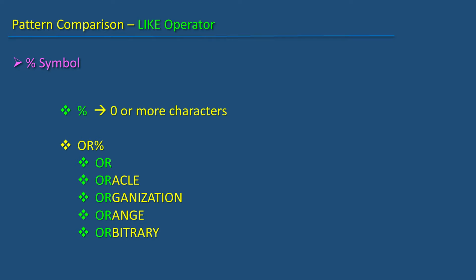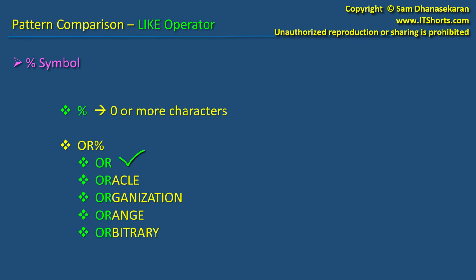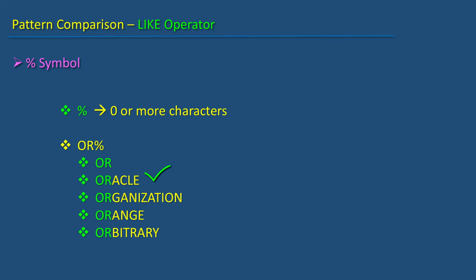For example, OR% can represent OR, Oracle, organization, orange, arbitrary, etc. If you notice, there is no limit on the number of characters. Also, it can represent 0 characters, as in the example R.